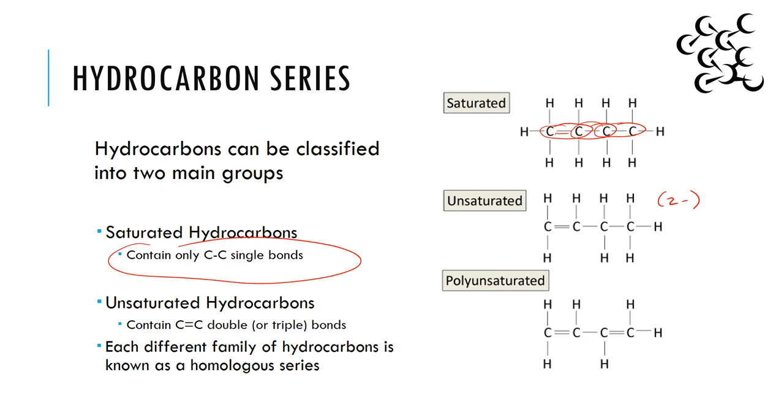So in a saturated hydrocarbon, it has the maximum number of hydrogen atoms, whereas in an unsaturated hydrocarbon it can have one or more double or triple bonds in it, which makes it an unsaturated one. Okay, so when we talk about these families of hydrocarbon series, we have a special name for them and we refer to them as a homologous series.